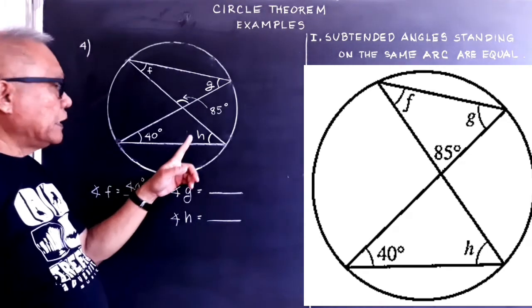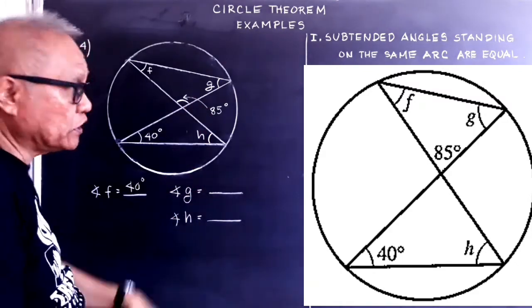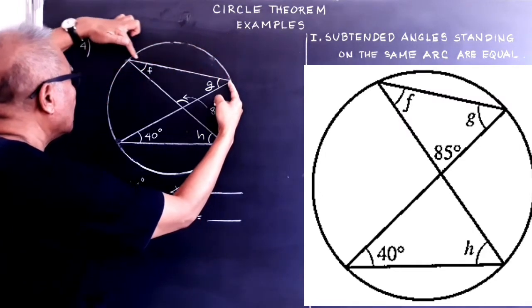Now let's have angle H and angle G. Let's have G. Here, let's trace. So this one will go here.